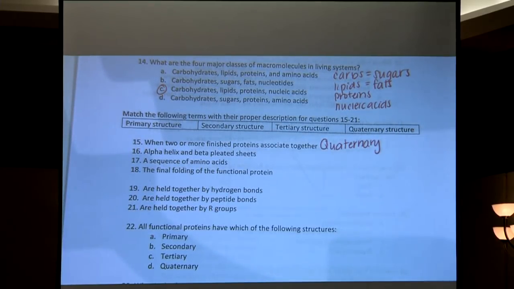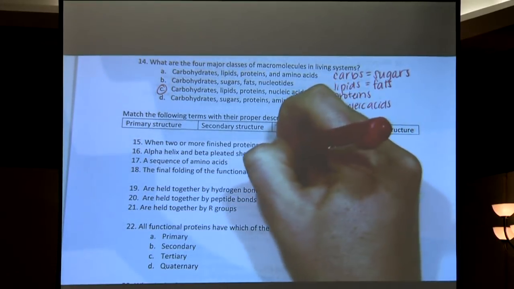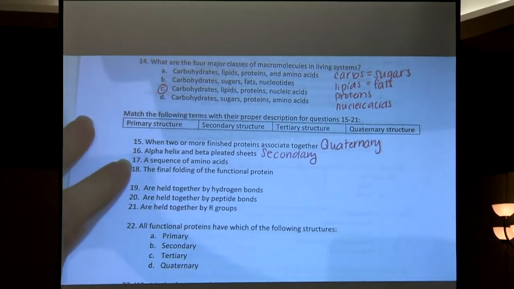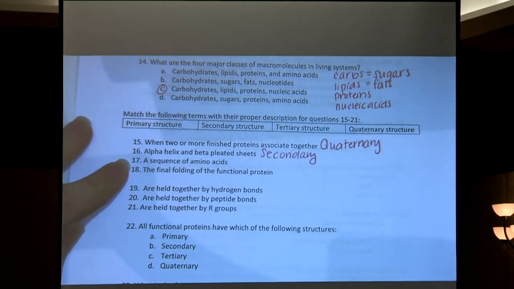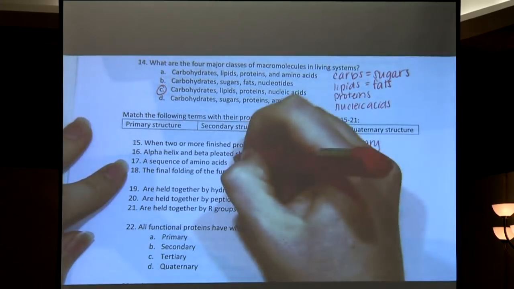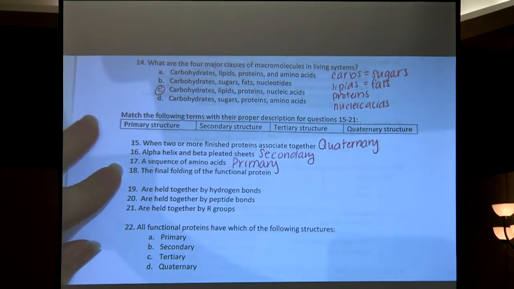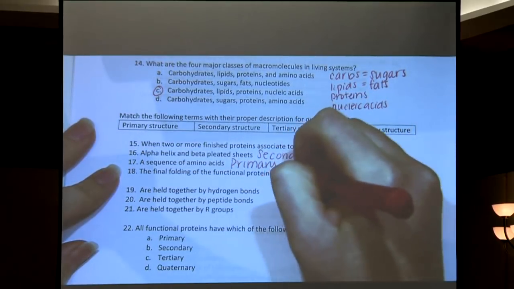If we see the presence of alpha helices and beta sheets, what should we have? So this will be our secondary structure. A sequence of amino acids? Good, so this will be our primary. And then the final folding of the functional protein should take place where? Good, so I heard some tertiaries.